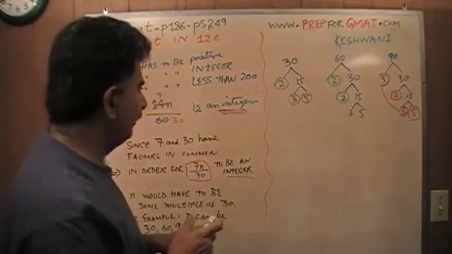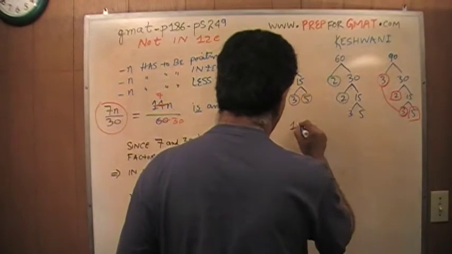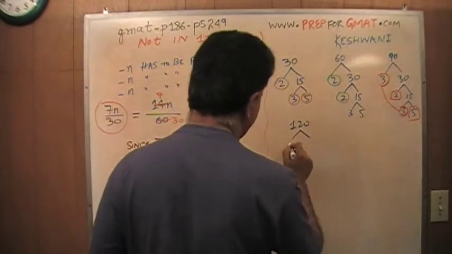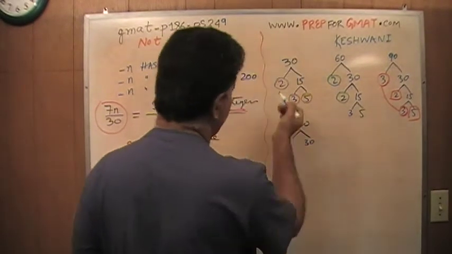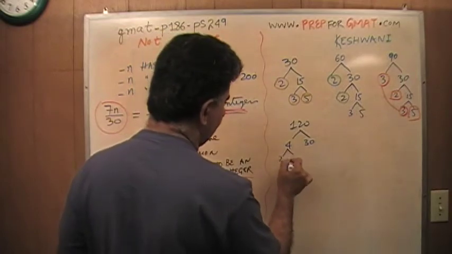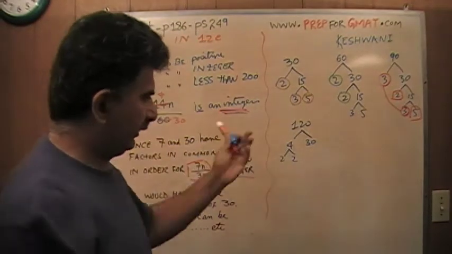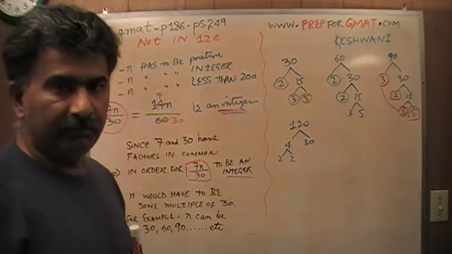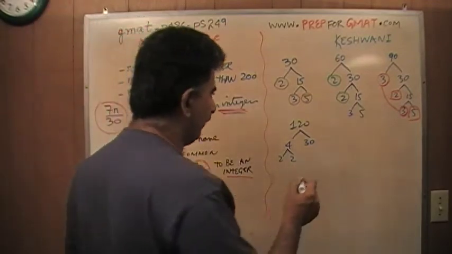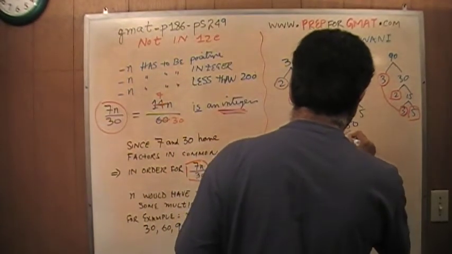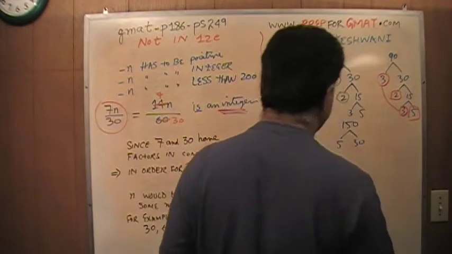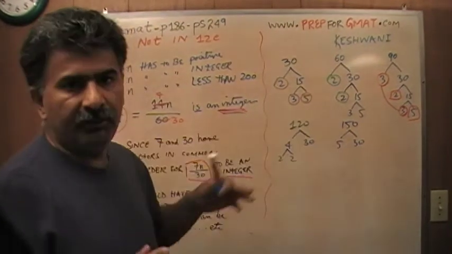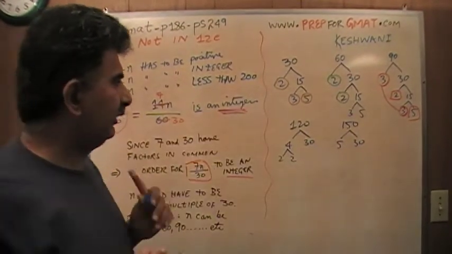What if n were 120? Well, it's just 4 times 30, and we're back to where we started, because 4 will be 2 and 2, but we already counted 2. So as you can see, it also has only 3 prime factors, 2, 3 and 5. What if it were 150? Well, that's just 5 times 30, and again 5 has already been counted, so it has only 3 prime factors. 150 has only 3 prime factors.